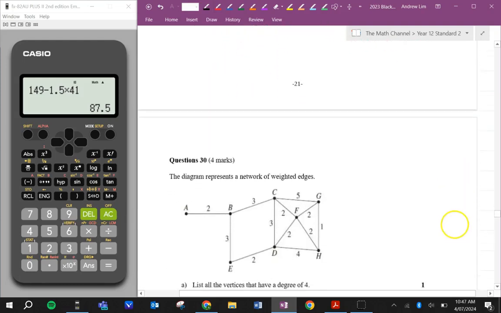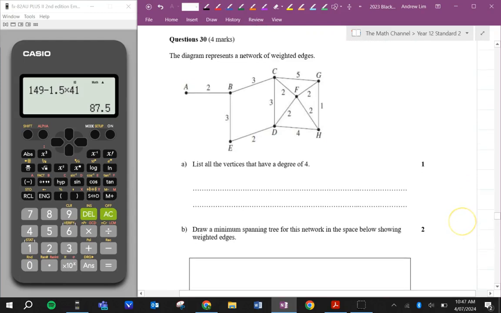All right. Question 30. The diagram represents a network of weighted edges. List all the vertices that have a degree of 4. So let's go to degree of 1, because only one edge is connected to it. This one has 1, 2, 3. 1, 2, 3, 4. 1, 2, 3. 1, 2, 3. 1, 2, 3, 4. 1, 2, 3, 4. And 1, 2. So it's C, it's D, and it's F.